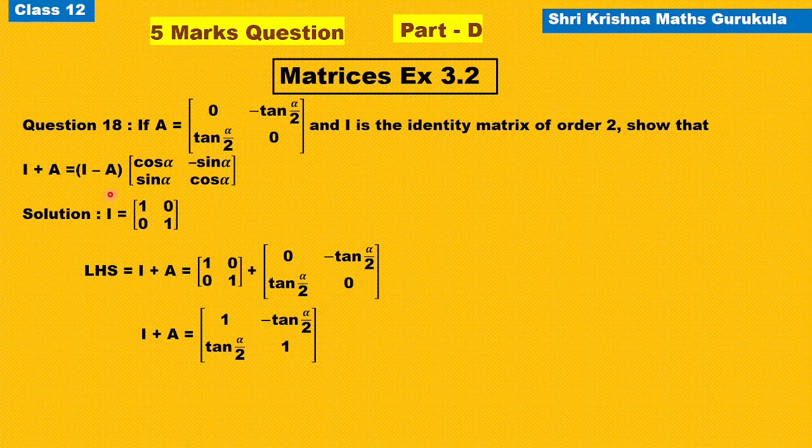Now we have to consider the RHS and substitute for I and matrix A. Then simplify. After all the simplification, we have to get this matrix, that is [1, minus tan alpha by 2; tan alpha by 2, 1]. This is what we have to get for the RHS also. Just look at the angle. It is tan alpha by 2 in the final answer, and what they have given here is alpha. Okay, now we'll consider the RHS part.